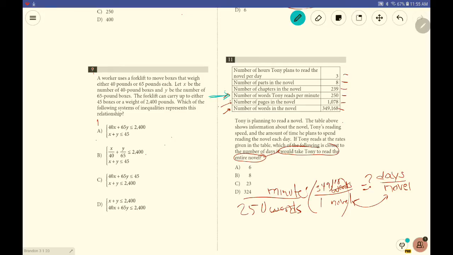So we have words per minute, only we need to flip that because we're looking for days per novel, where the time is on top and the novel is on the bottom. So we need to flip this and have 1 minute for 250 words. Then we can convert minutes to days. And then on the bottom, we want to convert words to novels, and the last line is about the number of words in the novel, so we can convert both of those, and that's what we did.